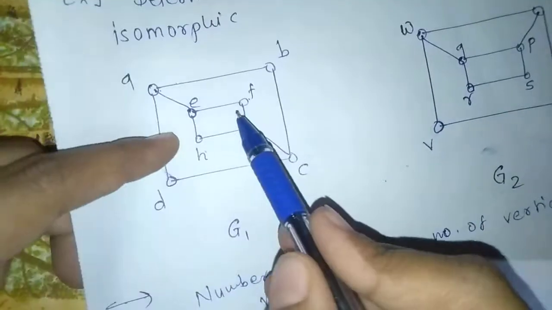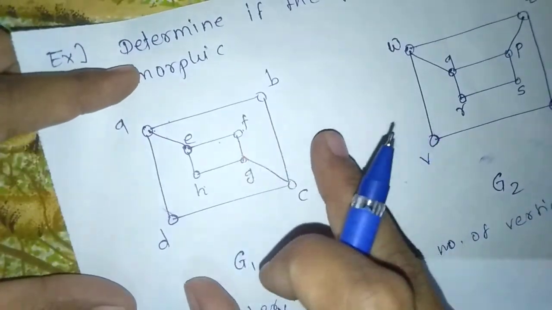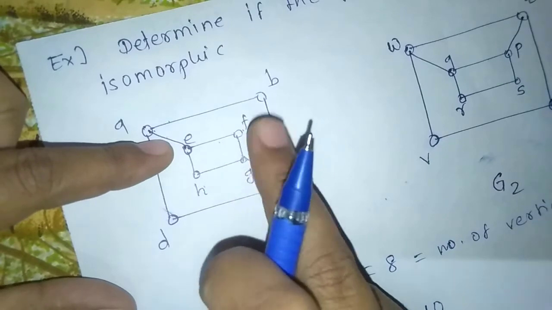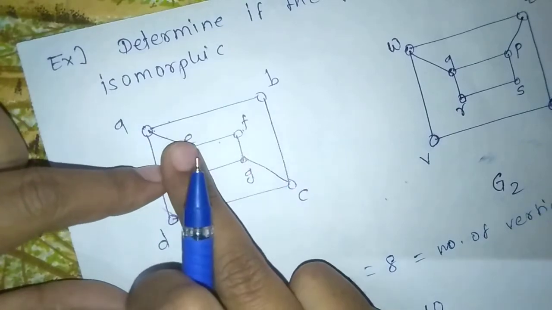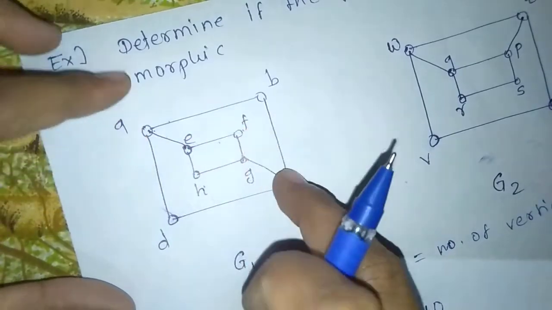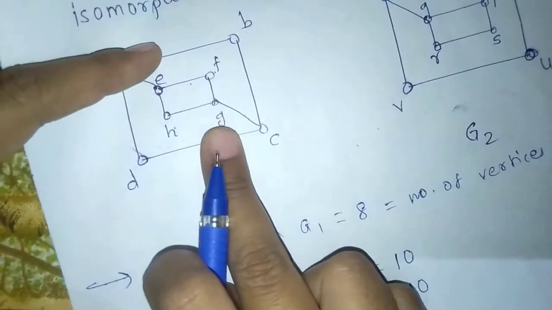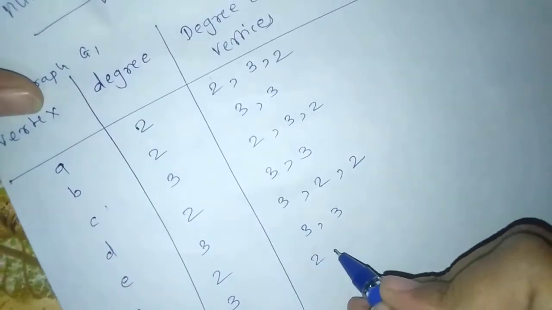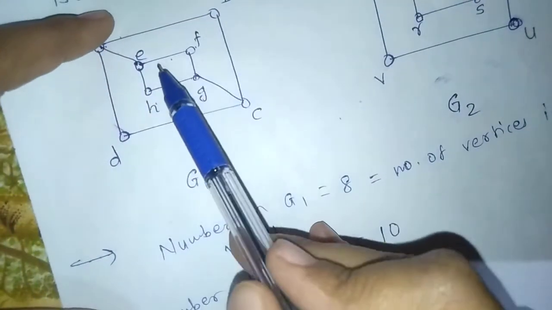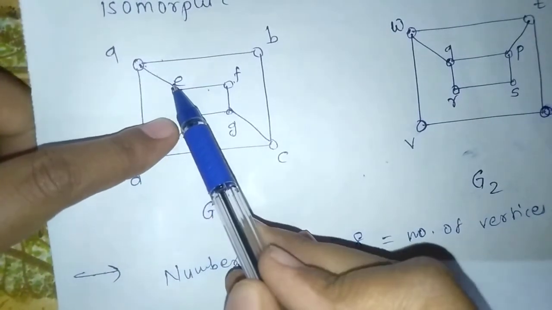Next, degree of F is 2. Degree of adjacent vertices of F: adjacent vertices of F are E, G. Degree of E, G are 3, 3. Degree of G is 3. Degree of adjacent vertices of G are 2, 2, 3. Degree of H is 2. Degree of adjacent vertices of H are 3, 3.